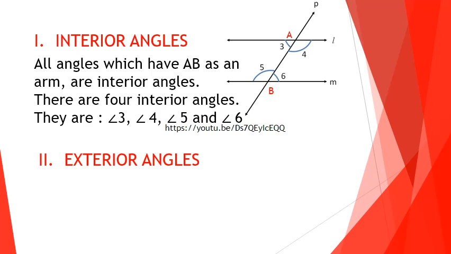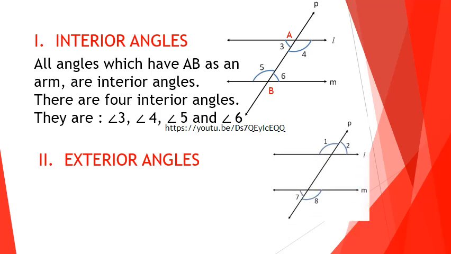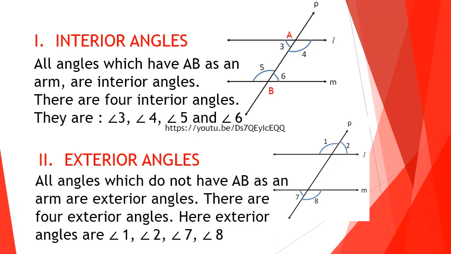Next is exterior angles. Look at the figure. In this figure only exterior angles are marked. You should draw and copy down neatly in your notebook. So an exterior angle means AB is not an arm of the angle. In short, you can understand the angles which lie outside the lines, that means above the line and below the line, are called exterior angles. Angle 1, angle 2, angle 7 and angle 8 are exterior angles. There are 4 exterior angles.